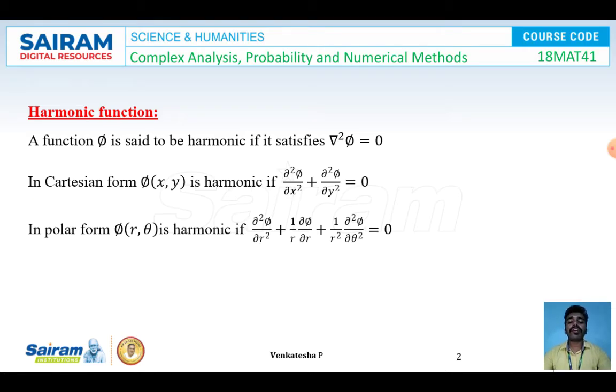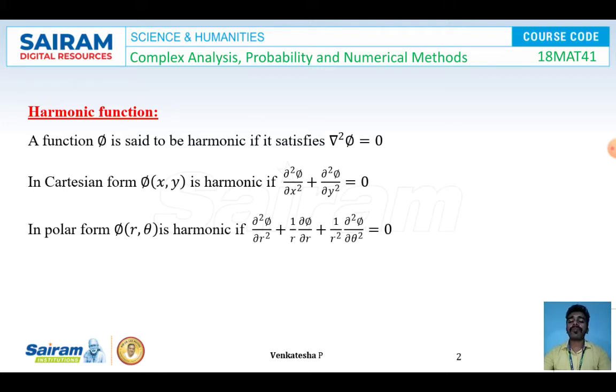So first we will define the harmonic function. A function phi is said to be harmonic if it satisfies the Laplace equation, del square phi is equal to 0. So this del square phi is equal to 0 will be called a Laplace equation. Now we will see how to represent this harmonic function in terms of Cartesian form and polar form.